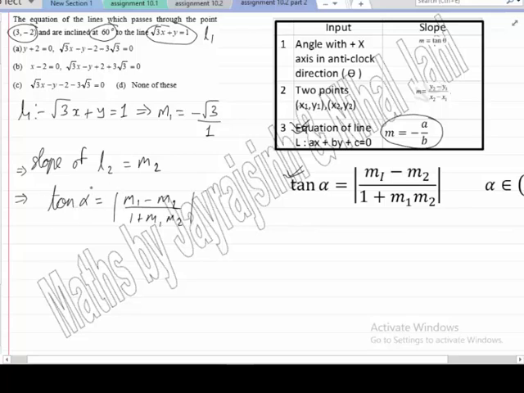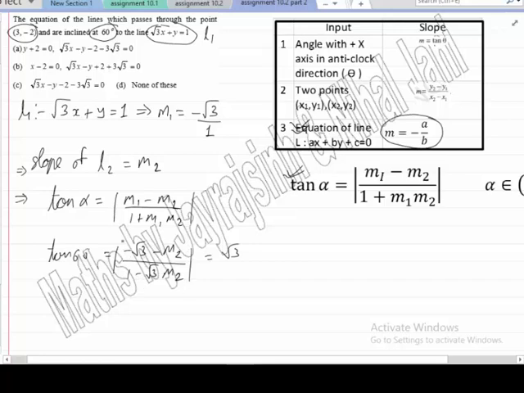Put the data. What we have? We have tan 60 degree is equal to (m1 minus m2) upon (1 plus m1 m2). m1 is minus root 3, so it will become minus root 3 minus m2 upon 1 plus root 3 m2. Okay, and we know the value of tan 60. Tan 60 is actually root 3. Okay, now this is the important step.